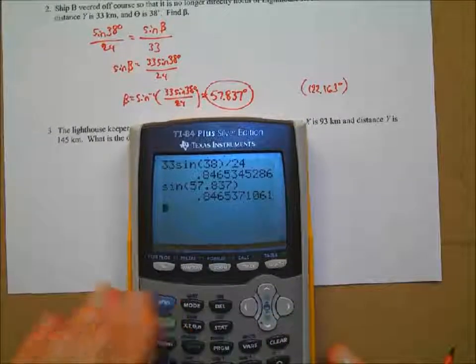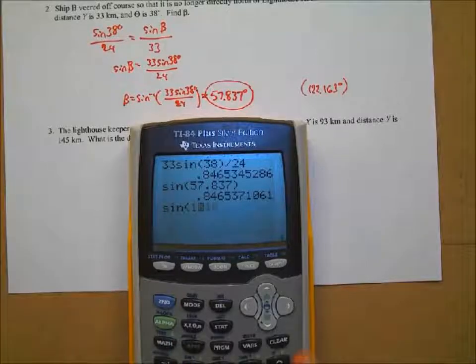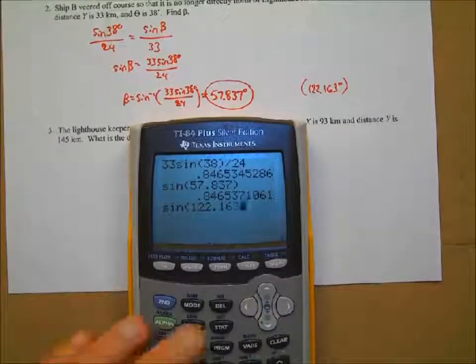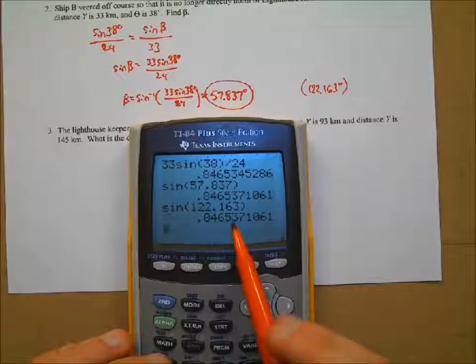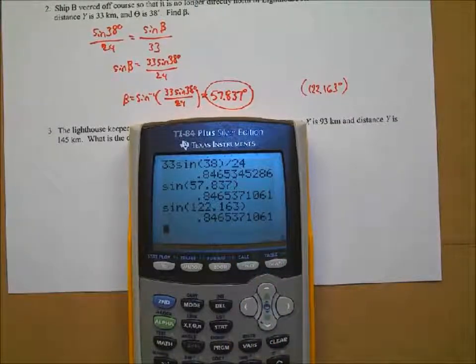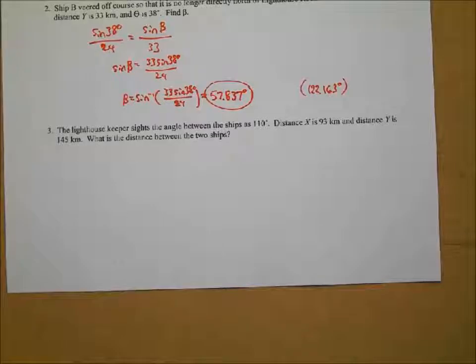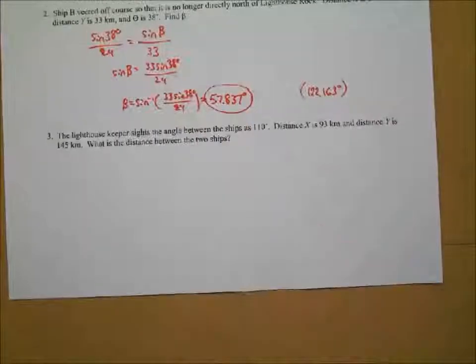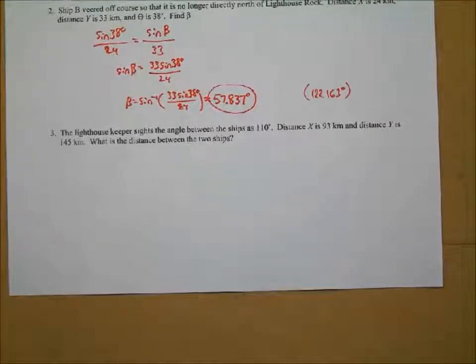But if I also do sine of 122.163, you'll see again the same ratio, with the rounding off a little bit. So in fact, both of those angles would work here. Both hold true, but we're going to stick with the primary one right there. Really, there are two possible angles that work here.